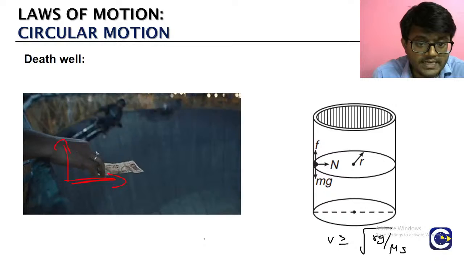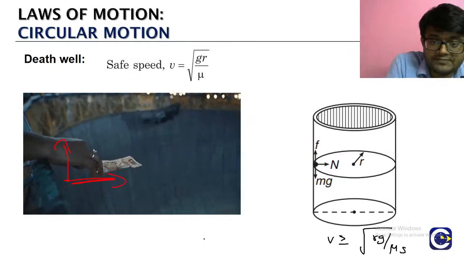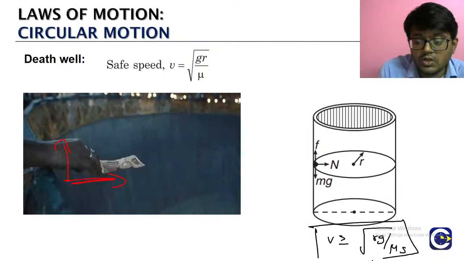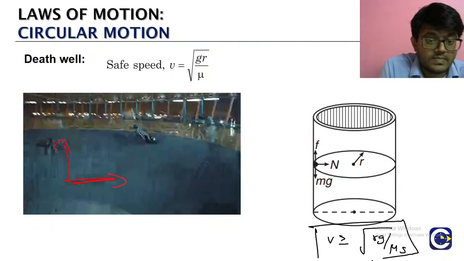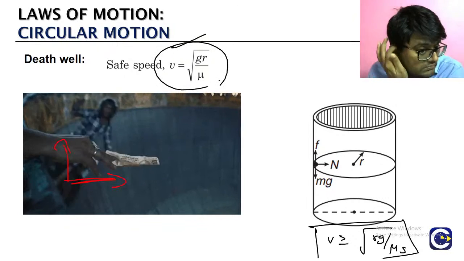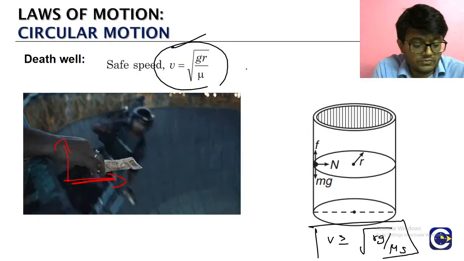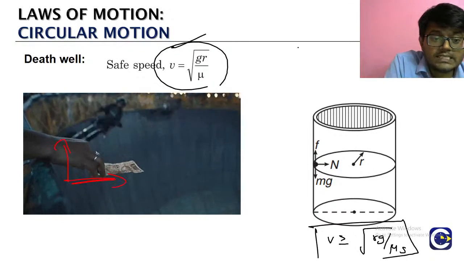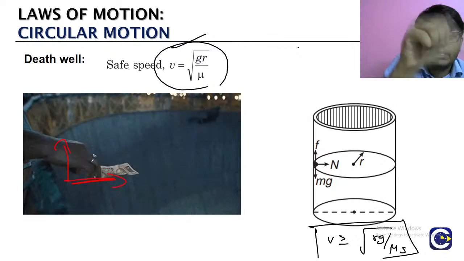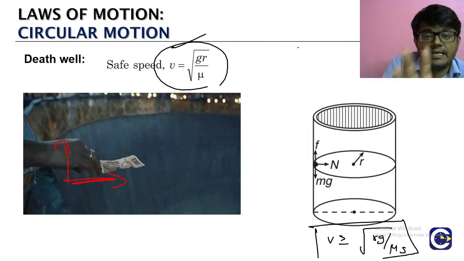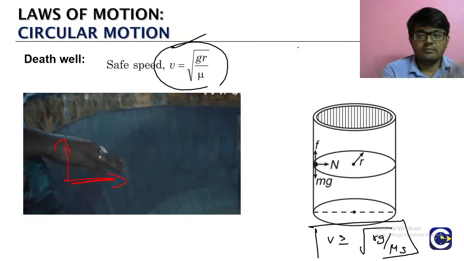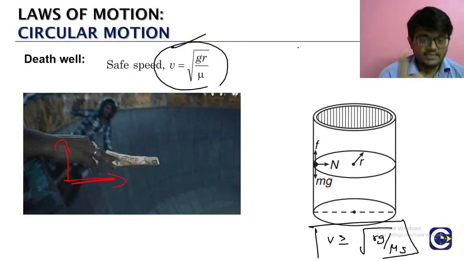So this we call the safe speed. The v value should be more than or equal to root rg by mu s. So the minimum we require is root rg by mu. It should be more than or equal to this value. This is what we call the safe speed in the death well. And here the frictional force is balancing the weight so that they are able to go, essentially, in a horizontal circle.